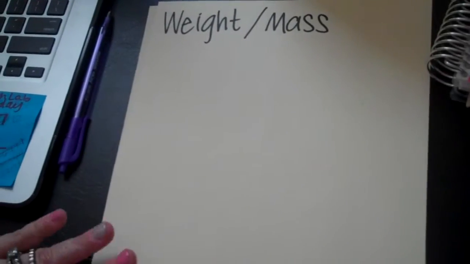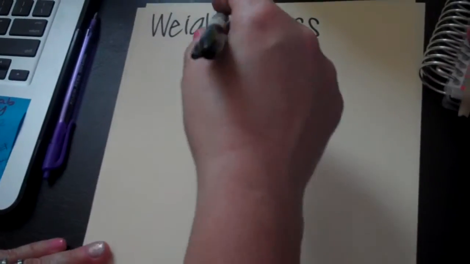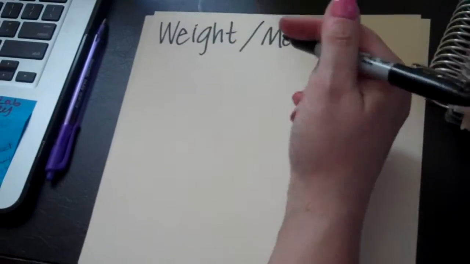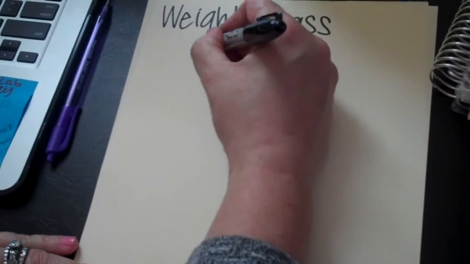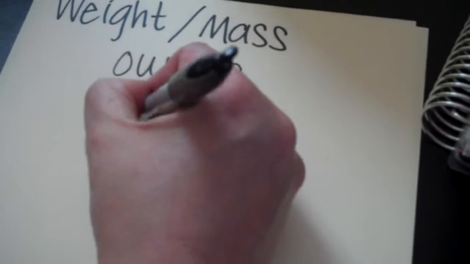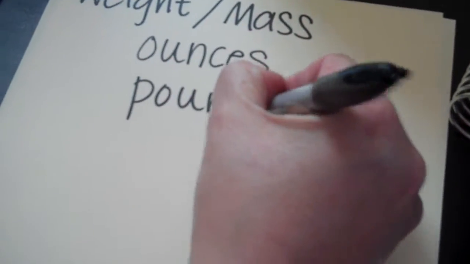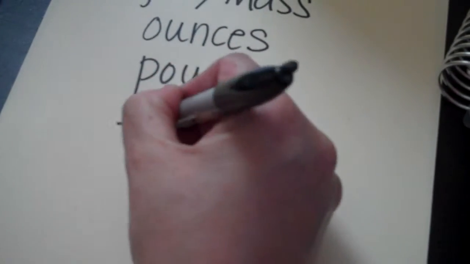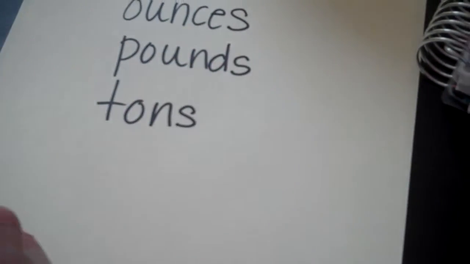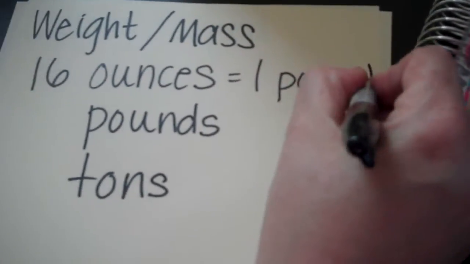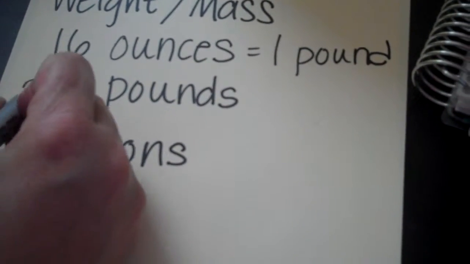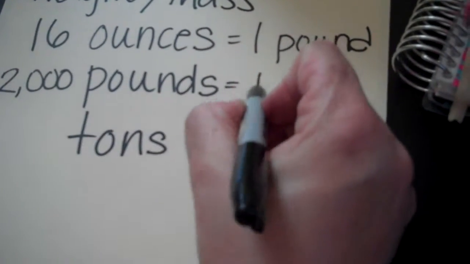Now we're going to go into weight and mass. When you were born, you probably weighed so many pounds and ounces. The smallest unit of weight is ounces. Then we have pounds. And from pounds, then we have tons. So there are 16 ounces in 1 pound. And there are 2,000 pounds in 1 ton.